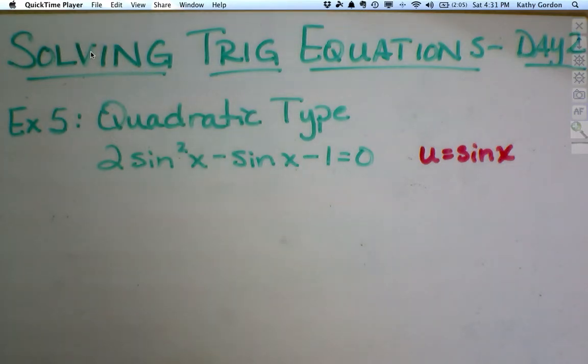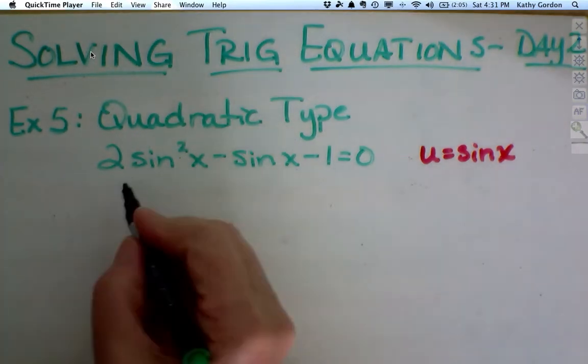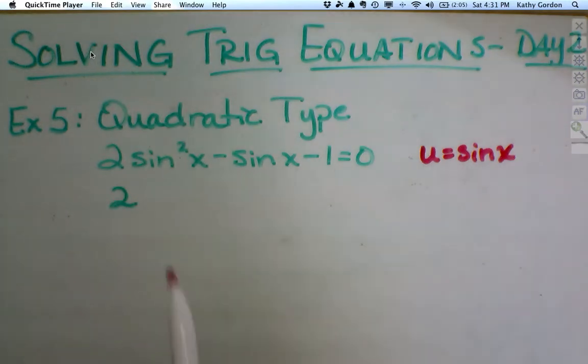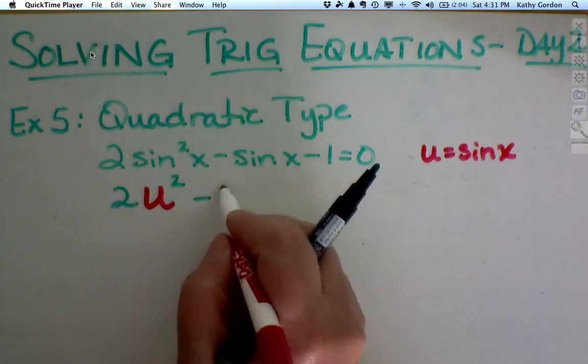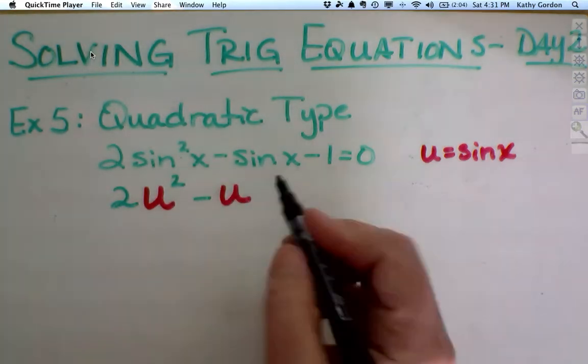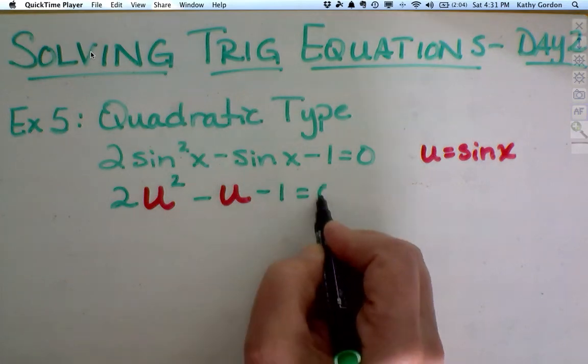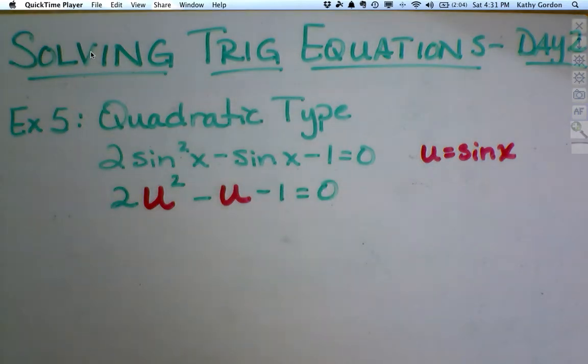So if I rewrite this using our u substitution, I'm going to have 2u squared minus u minus 1 equals 0. Okay, so you can see I'm just substituting a u in for sine, and now we're going to solve it like a normal quadratic.